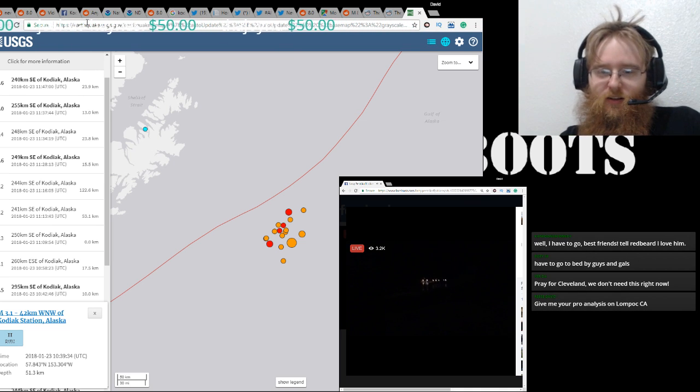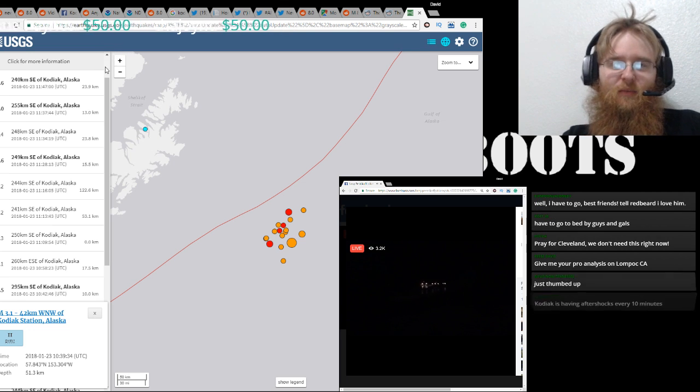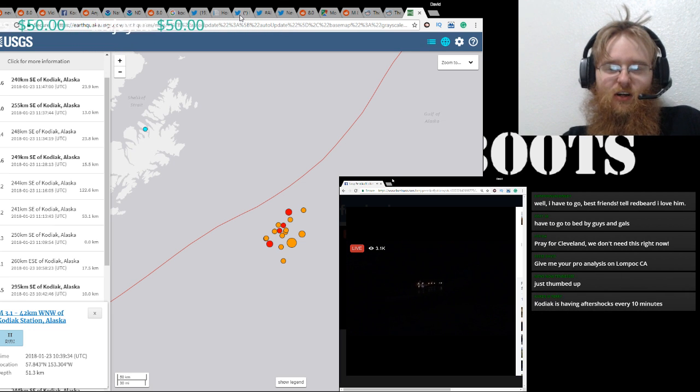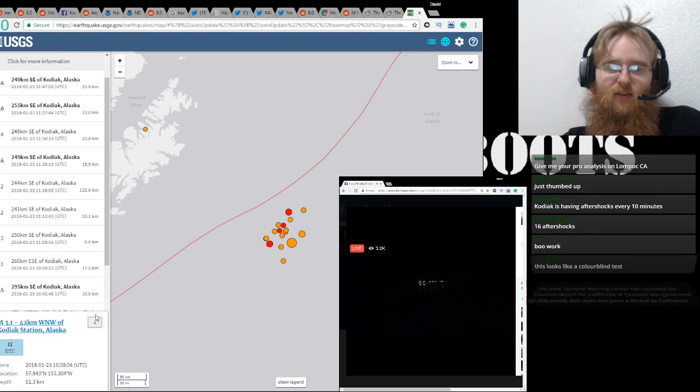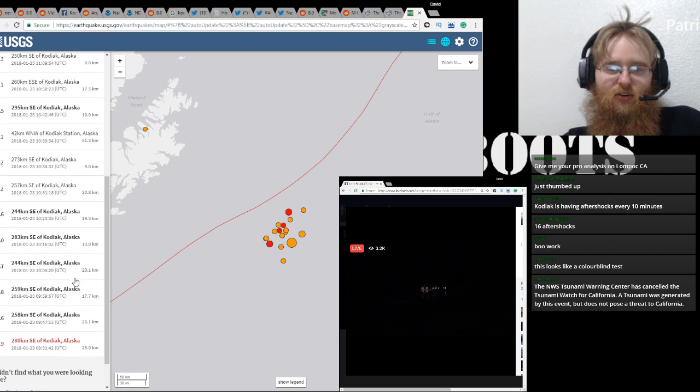Plans for tomorrow. Yeah, it looks like this is going to be just a bunch of hype. Let's see. Kodiak is having aftershocks every 10 minutes, 16 aftershocks. Yeah, it's quite a few aftershocks in this area.